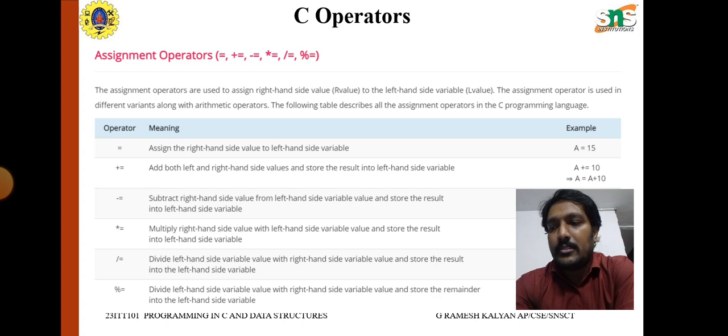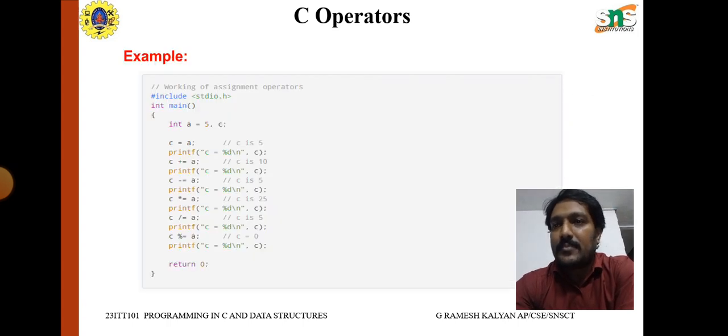Then comes the assignment operators: equal to, plus equal to, minus equal to, star equal to. This is used for assigning the right-hand side values to the left-hand side variable, I mean, for assigning the values. This is an example.